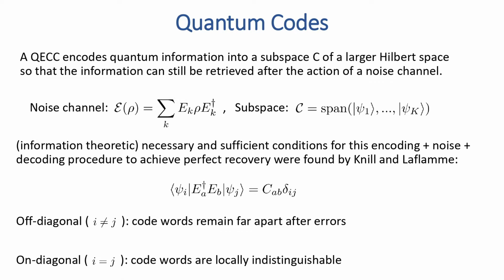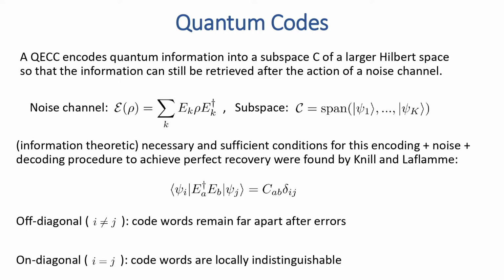Very generally, a quantum error correcting code, of course, encodes quantum information into a subspace of a larger Hilbert space so that it can be retrieved after the action of a noise channel. This slide is setting up notation that will also apply in the approximate case. And so, of course, we all know that necessary and sufficient conditions for an encoding plus noise plus decoding procedure to achieve perfect recovery were found by Knill and Laflamme.